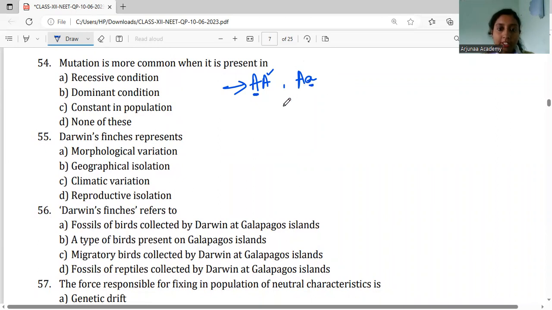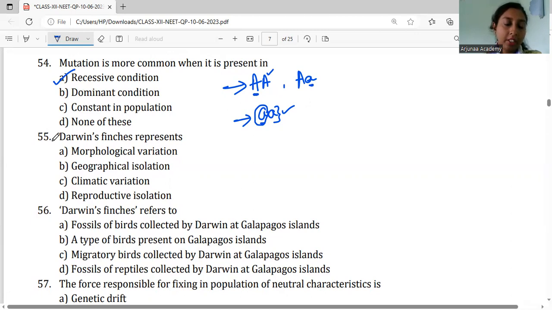When there is a mutation in one of the alleles, the recessive condition appears only when both homozygous recessive alleles are together. Only then can the recessive character be exhibited. But if there is any mutation in the homozygous condition, even if only one allele is mutated, that is enough, because the homozygosity is lost, right? So the recessive condition cannot be expressed. So mutation is more common when expressed in the recessive condition. In the dominant condition, even though the mutation has occurred, it is not visible because of the dominant allele.